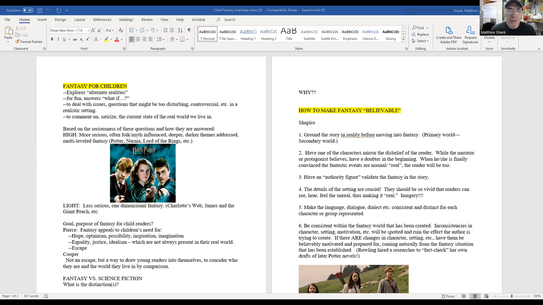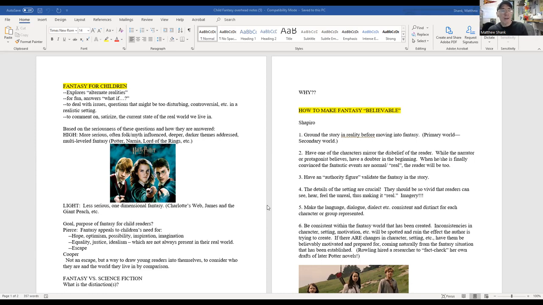What is the goal and purpose of fantasy for child readers? Well, there's a couple of different answers to this. And one of them you'll read about in your packet article. I took this from Pierce. Fantasy appeals to the child's need for hope, optimism, possibility, inspiration, use of their imagination. A lot of times in fantasy, we have things like equality and justice and idealism that maybe doesn't quite exist yet in our world, unfortunately, but does exist in this fantasy world. And this is the kind of world we should perhaps shoot for or emulate or try to eventually reach the point where we could maybe live the fantasy that is only a fantasy right now. It's not our reality.